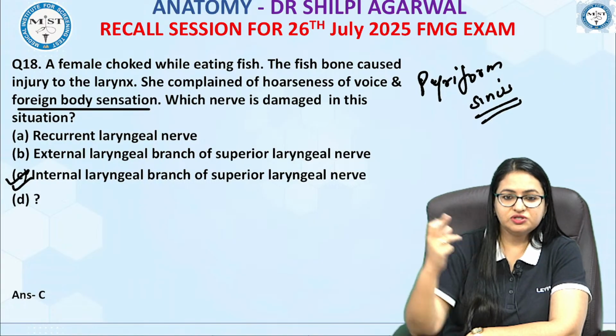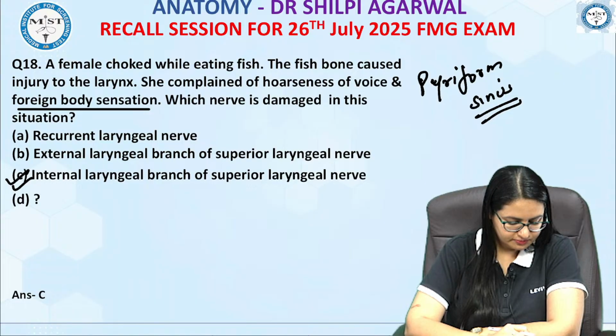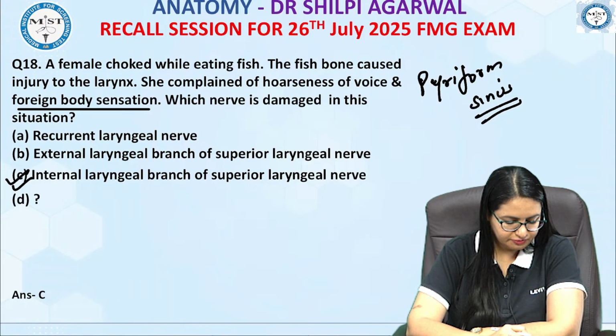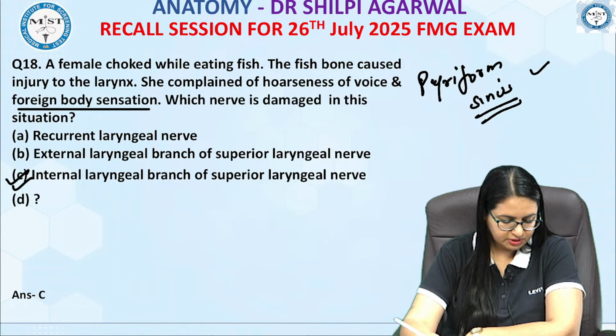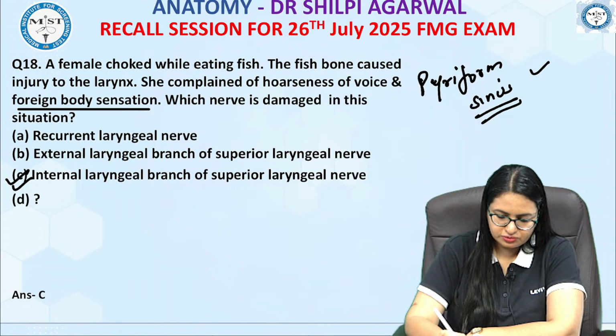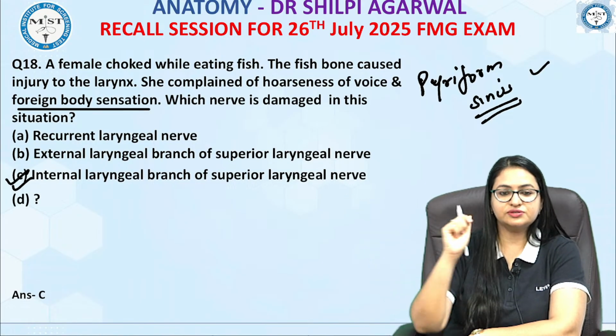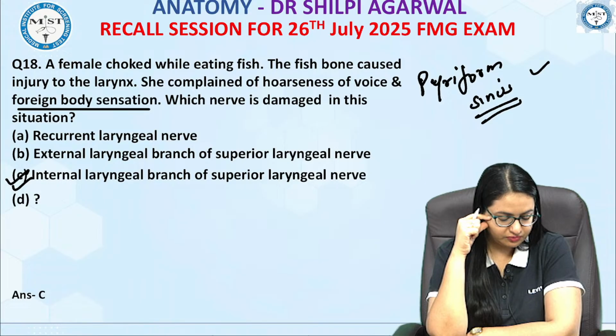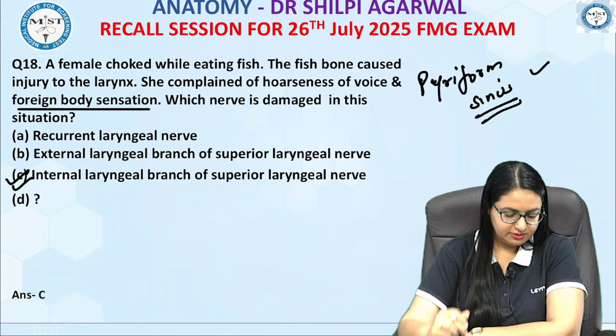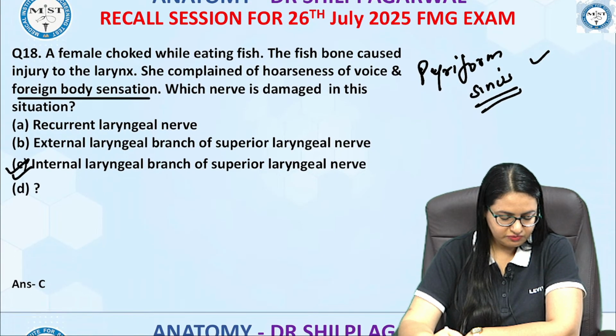If they have not mentioned that the fishbone got stuck in the piriform sinus, and even if they say piriform sinus, then also we will stick to this answer. The answer will be this: internal laryngeal branch. Okay, loss of sensation from epiglottis to glottis. Fine.